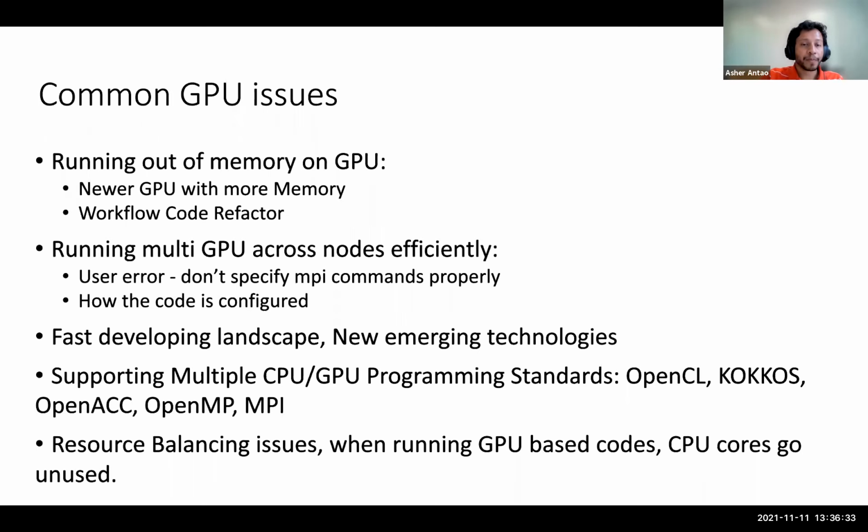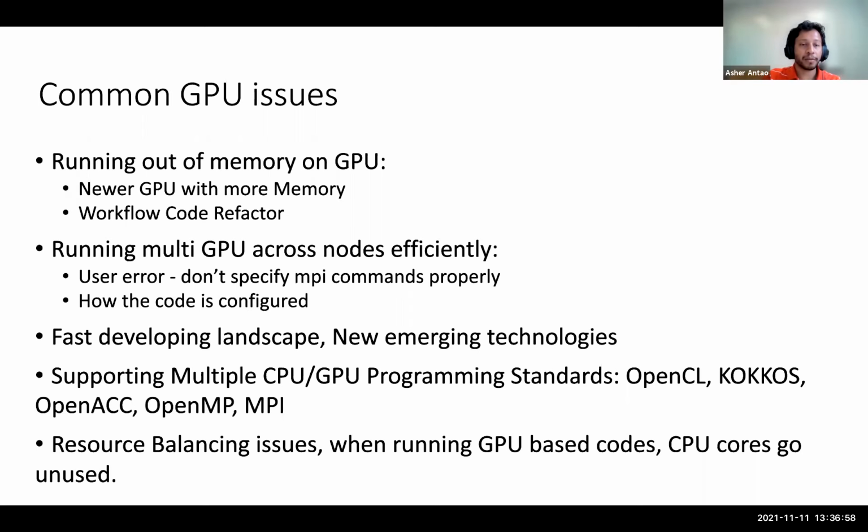And then we have to figure out, is this problem easily solvable if they could just move to a newer node with a newer GPU? Like if they were running on a K20, if they went on to P100, would that resolve the issue? If not, then it becomes very complicated, because then we have to look at their data and see if it can be broken out. And that's where your workflow or code refactor comes in.